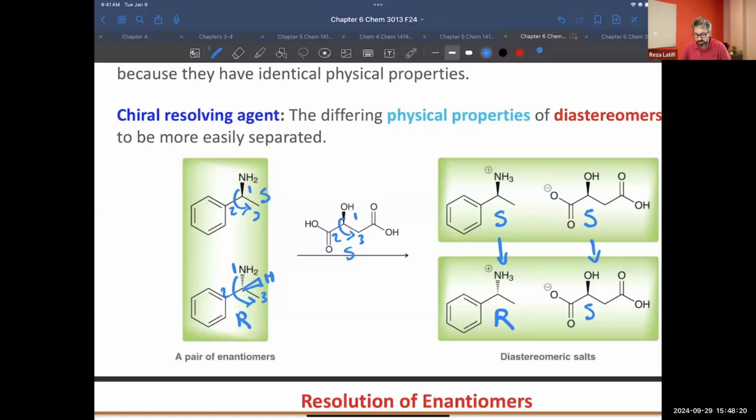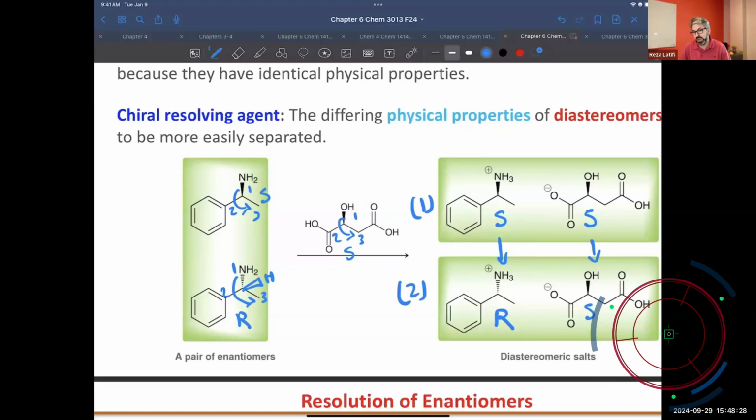Now, what's the relationship between number 1 and number 2? I'm going to say number 1 and number 2 are diastereomers. And because they are diastereomers, I can separate them, because they will have different physical properties.